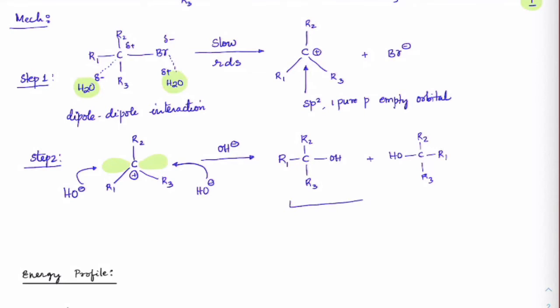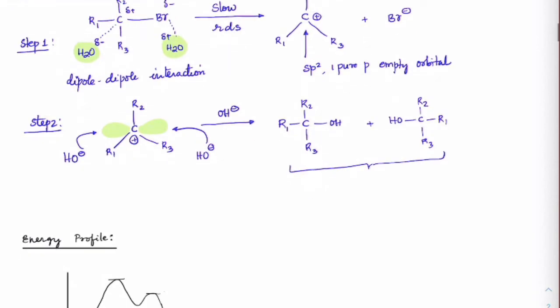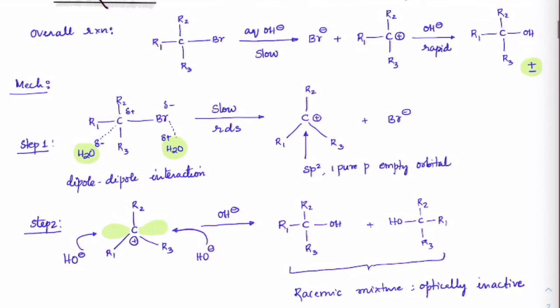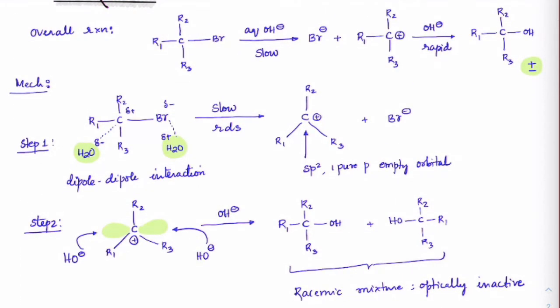So what are we getting? We are getting a racemic mixture. Okay, and you know that a racemic mixture will make the solution optically inactive. So this is the overall reaction mechanism for SN1. Please make a note. Second step, OH minus is a bond formation, so that's why it is a rapid or fast step. Okay.